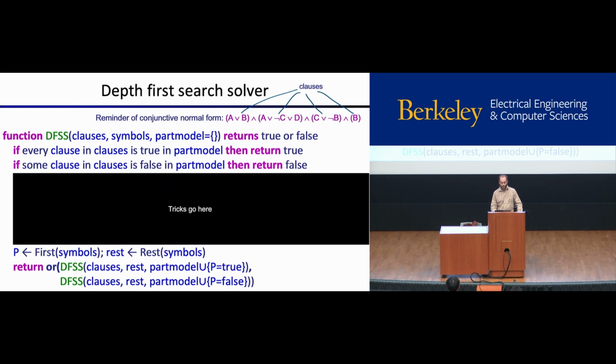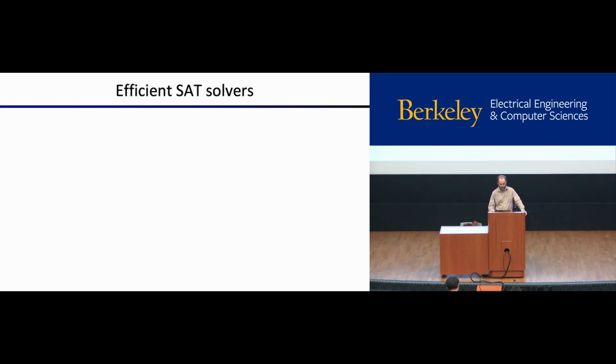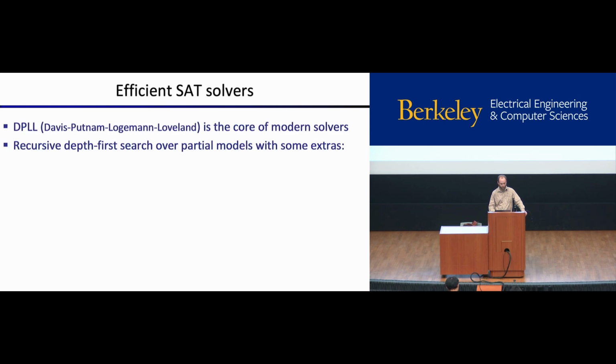Okay, let's talk about tricks that make it go faster so we don't have to look through everything. Efficient SAT solvers are mostly variants of the Davis-Putnam-Logemann-Loveland algorithm, DPLL. That's the core. It's recursive depth-first search, like I just showed you, over partial models, but with some extras.